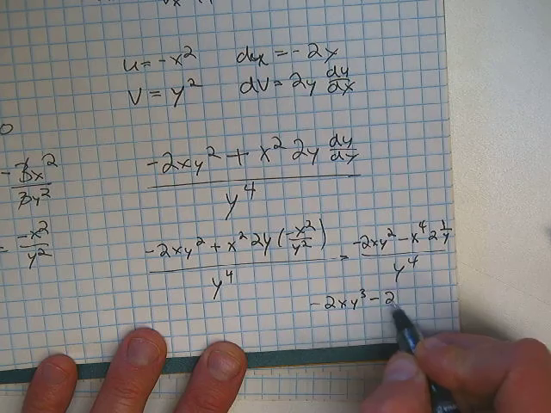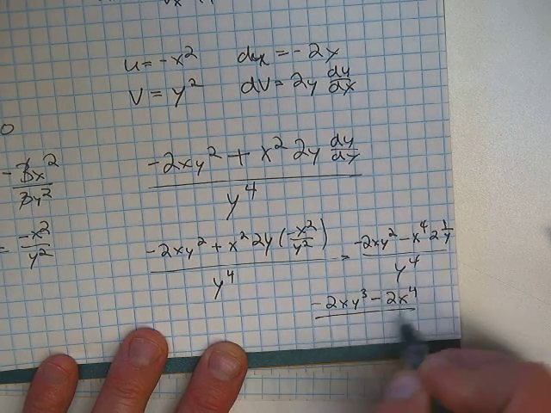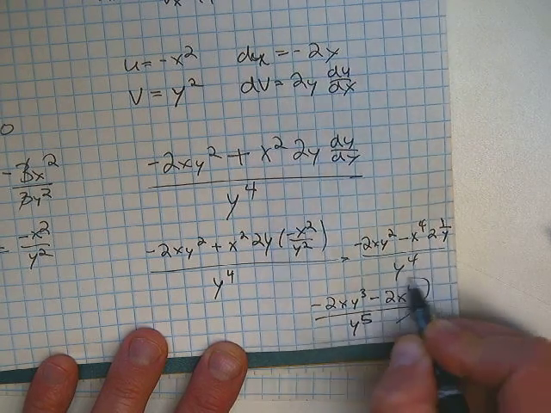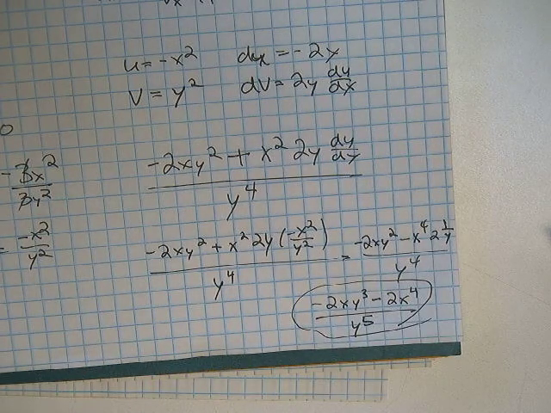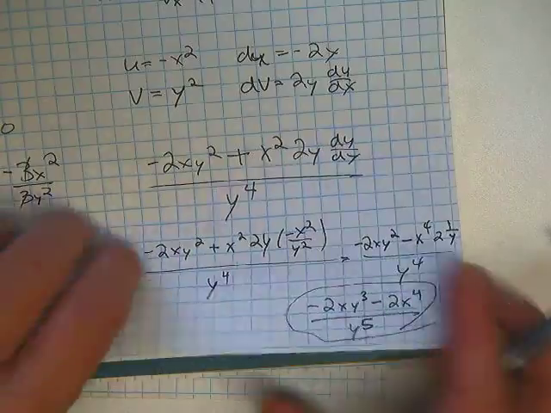Then we divide that by y to the fourth, multiply everything through by y, and we get negative 2xy cubed minus 2x to the fourth divided by y to the fifth. And that's just getting rid of the fractions inside of fractions.